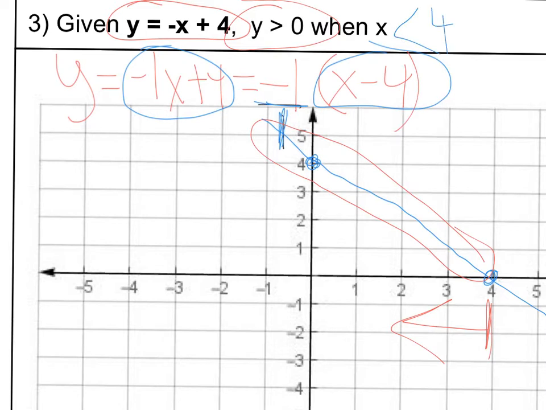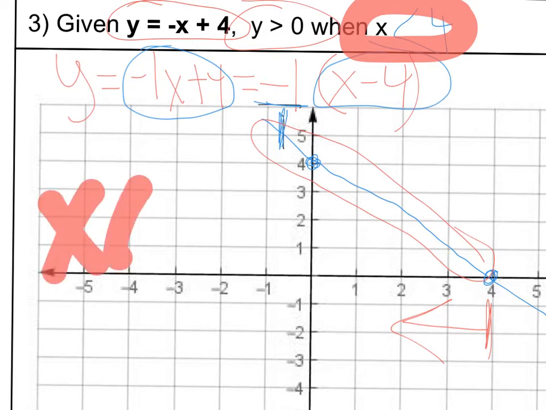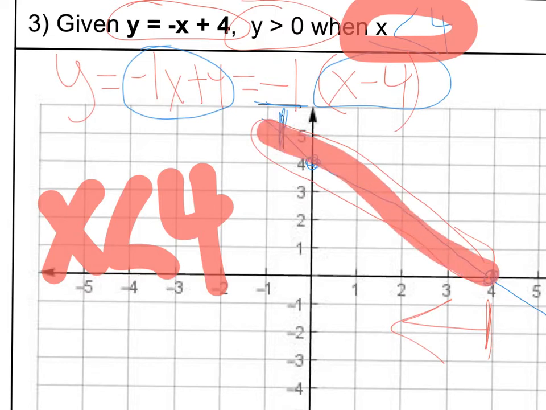Okay, so let's look at that symbol there. Right there, x has to be less than 4. I'm going to write that over here. X is less than 4, because it's to the left of 4. That's when y is positive. Okay, let's try a few more.